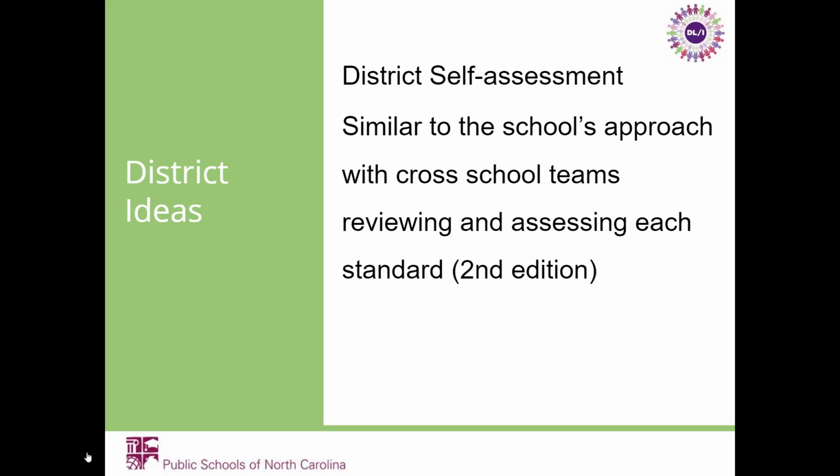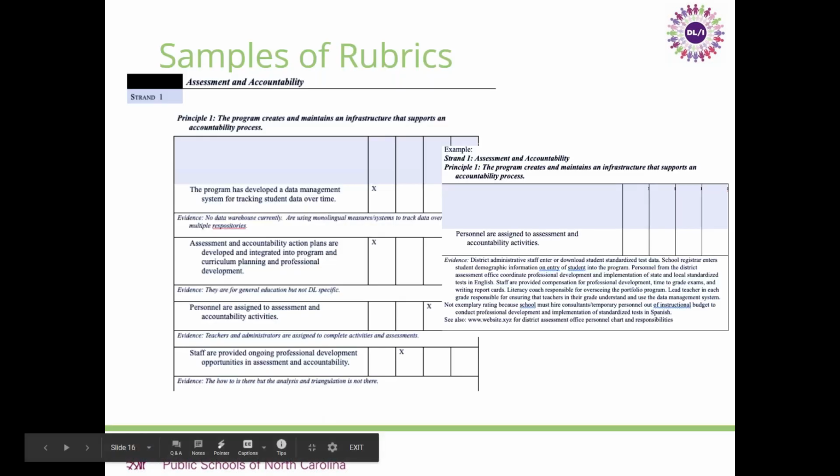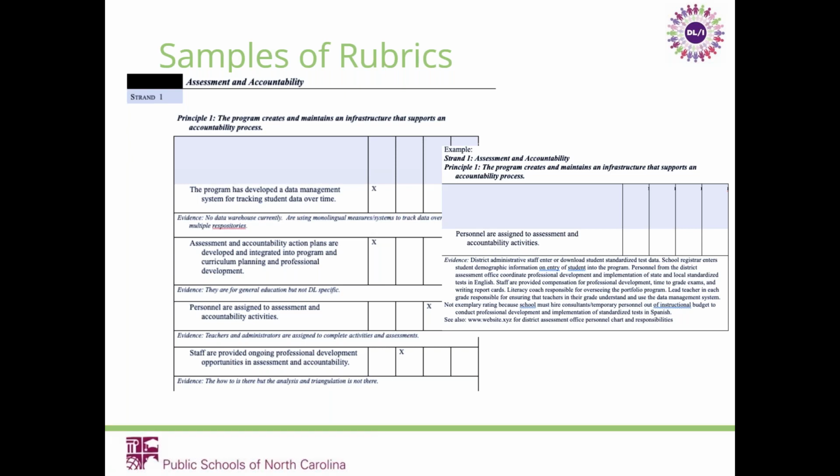So that process looked very similar from the district perspective. What happened next? Let's take a peek. So here are samples of the rubric. When you print the guiding principles, or when you look towards the back of the guiding principles, well, it's not even in the back anymore. It's behind the research for each strand. You can see this is a sample rubric for strand 1, assessment and accountability, and these are the exact rubrics that came from our district's plan.